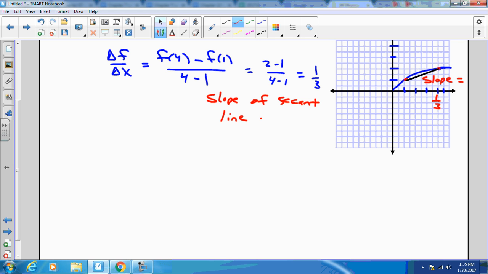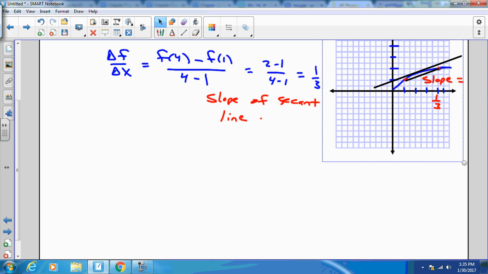Now, here's the way that I want to think about this. This is the average rate of change of f. And so I start thinking to myself, could it be the case that the instantaneous rate of change, somewhere between 1 and 4, is also equal to 1/3? In other words, could I draw myself a line that is tangent to the curve at some point in here so that the slope of the tangent line was 1/3 as well? Visually, it looks like I can.